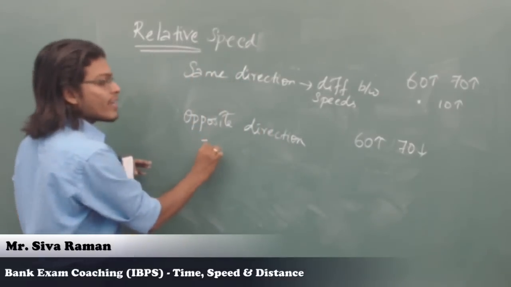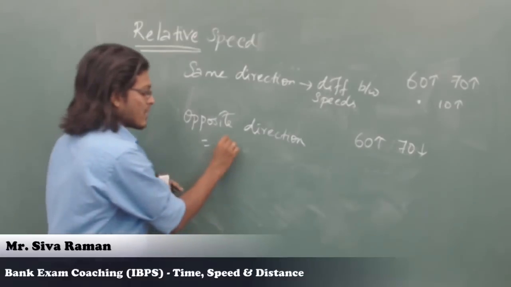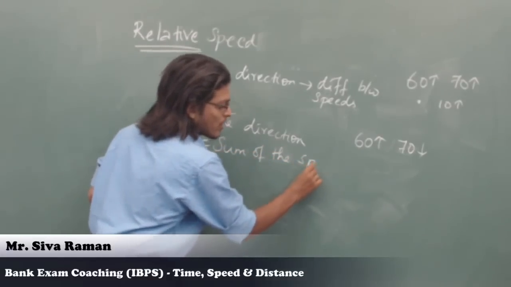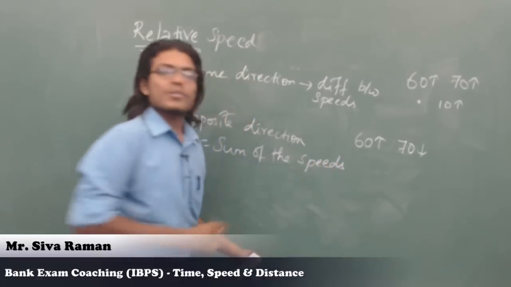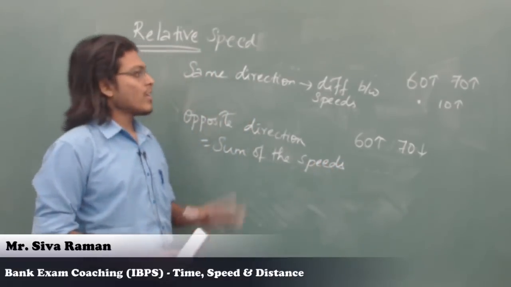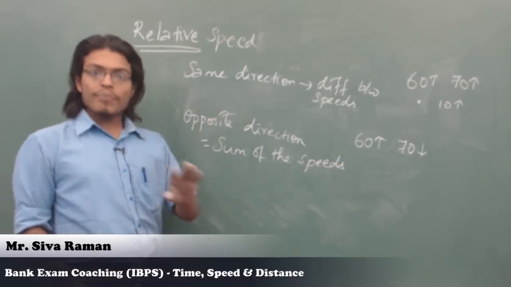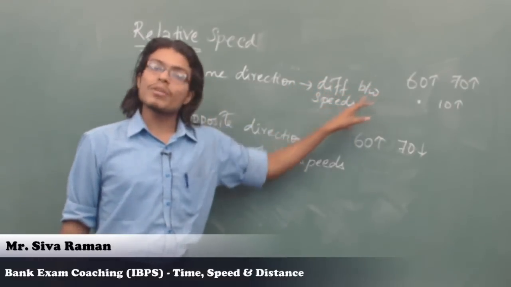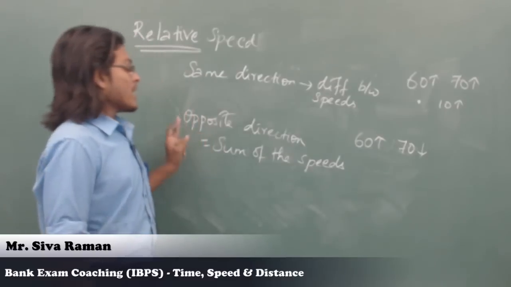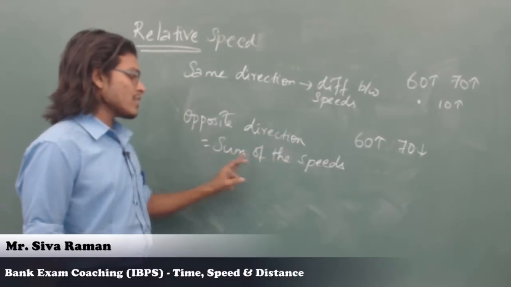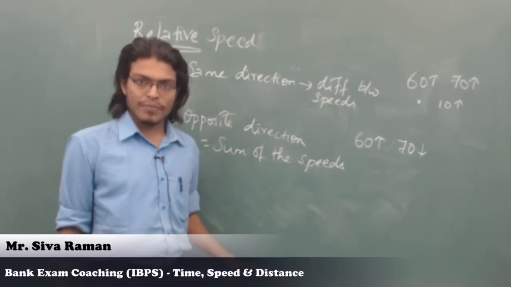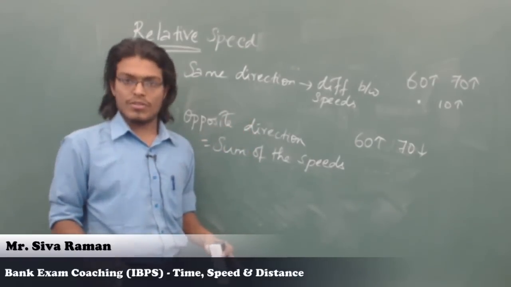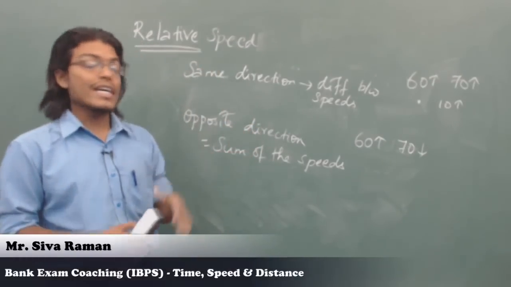Right. So relative speed in the opposite direction is the sum of the speeds. We have to very clearly remember, don't confuse it. In the same direction, it is the difference between speeds. In the opposite direction, it is the sum of the speeds. Right. Same direction, difference; opposite direction, sum of the speeds. So this is called relative speed.